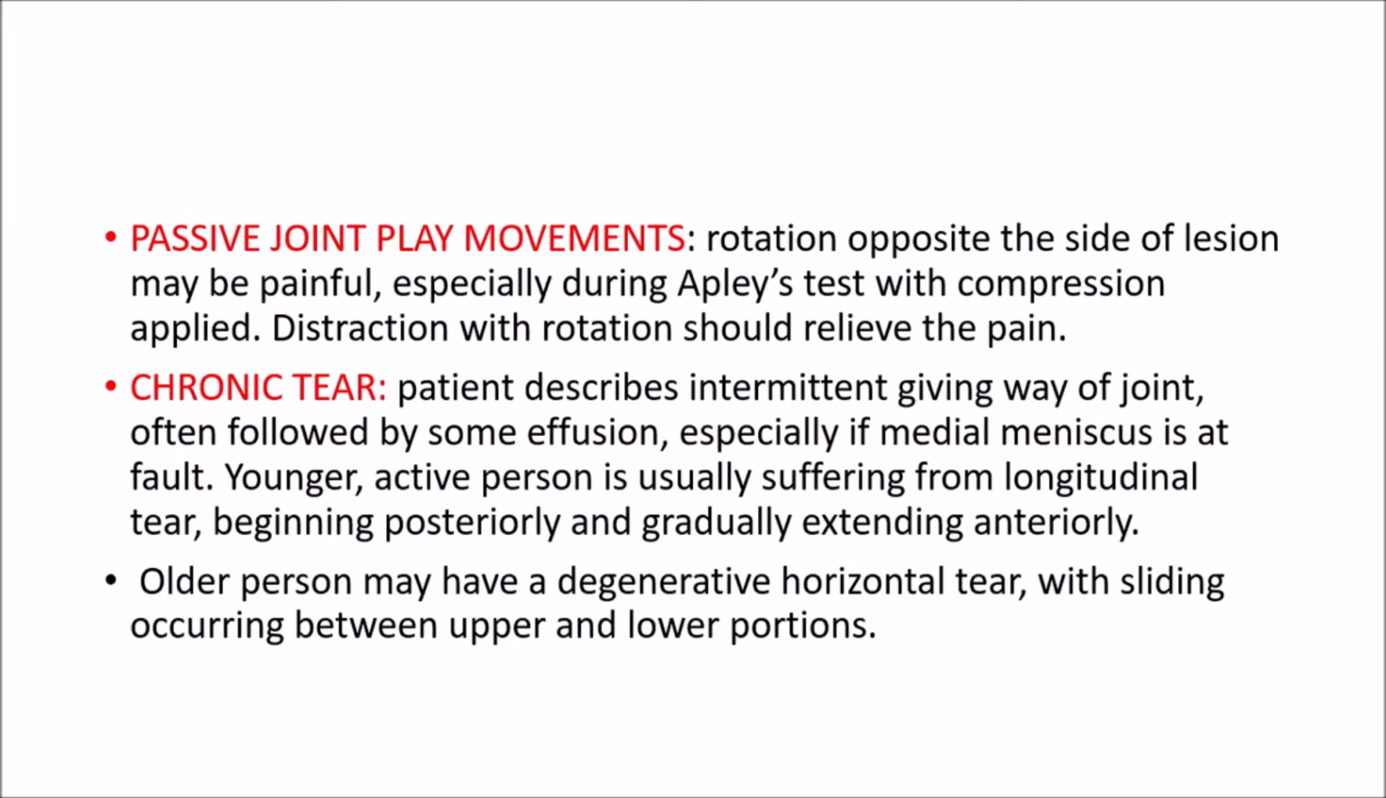Next one is the chronic tear. The patient describes intermittent giving way of the joint, often followed by some effusion, especially if the medial meniscus is at fault. A younger active person usually suffers from a longitudinal tear beginning posteriorly and gradually extending entirely. Older persons may have a degenerative horizontal tear with sliding occurring between the upper and lower portions.